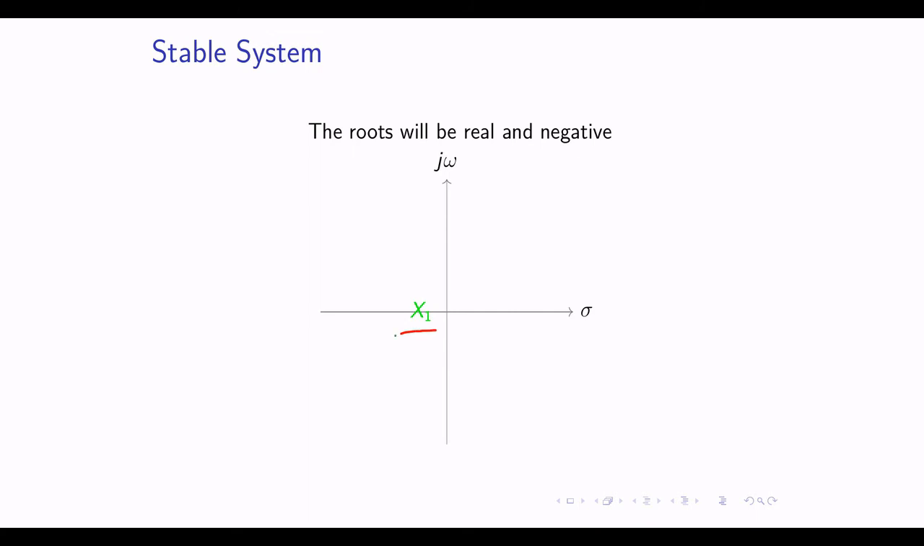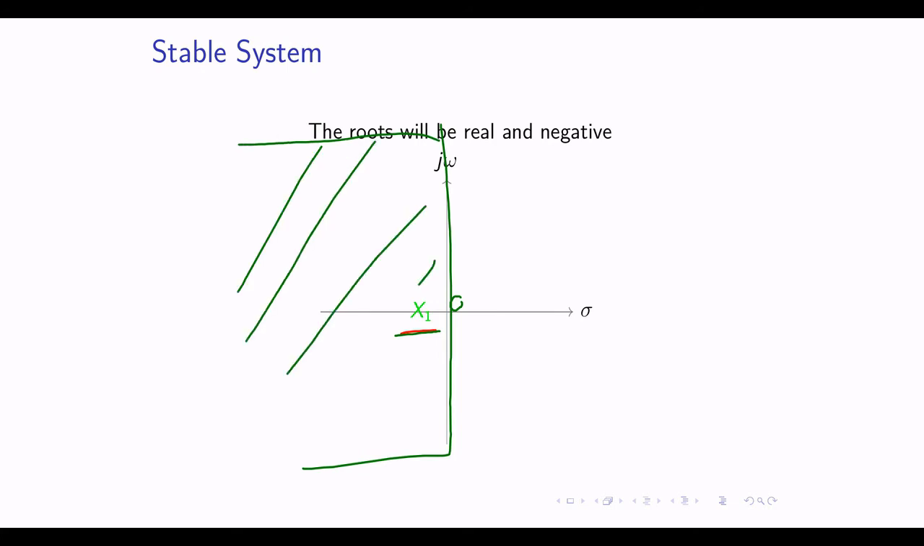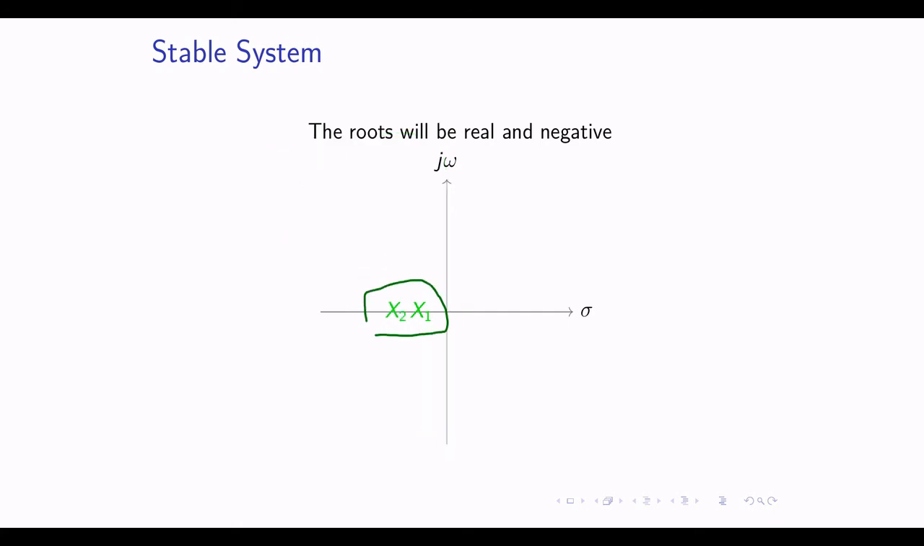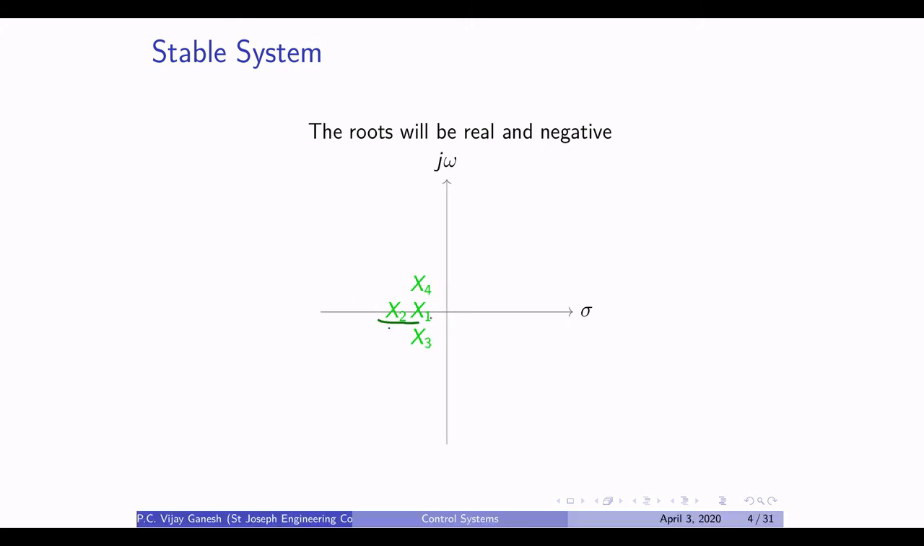Now let us look into the stable system. In a stable system, all the roots have to lie on the negative axis of sigma. So whenever the roots lie on the negative side or the left hand side of the graph, the system is a stable system. Wherever the pole locations may be, if they lie on the negative side, the system is a stable system. Here we have two roots, both lying on the negative axis. Let's take x1 as -1 and x2 as -2, but still they lie on the negative side.